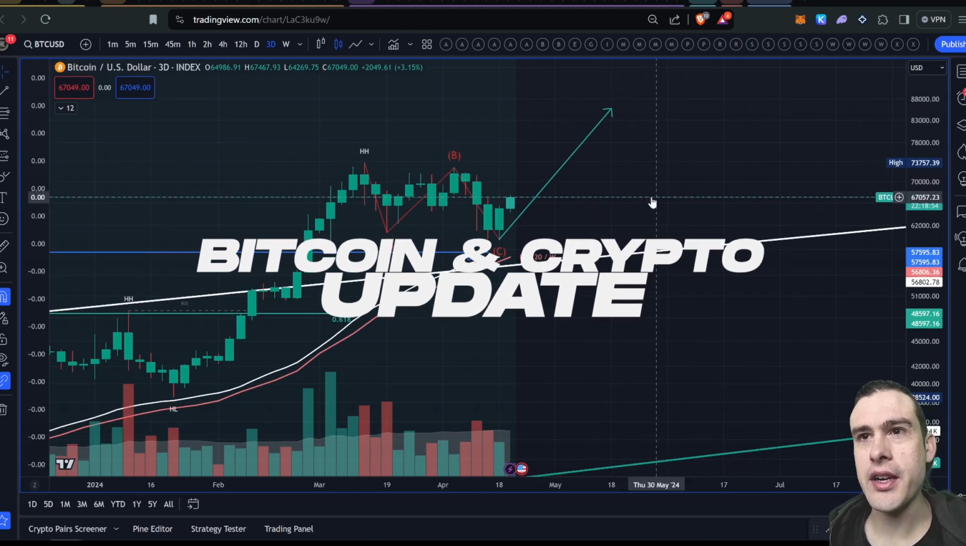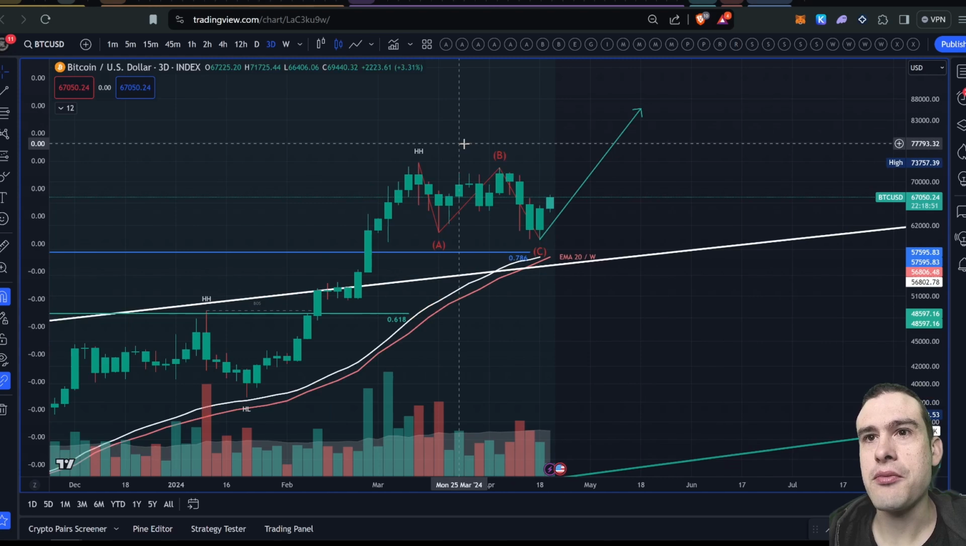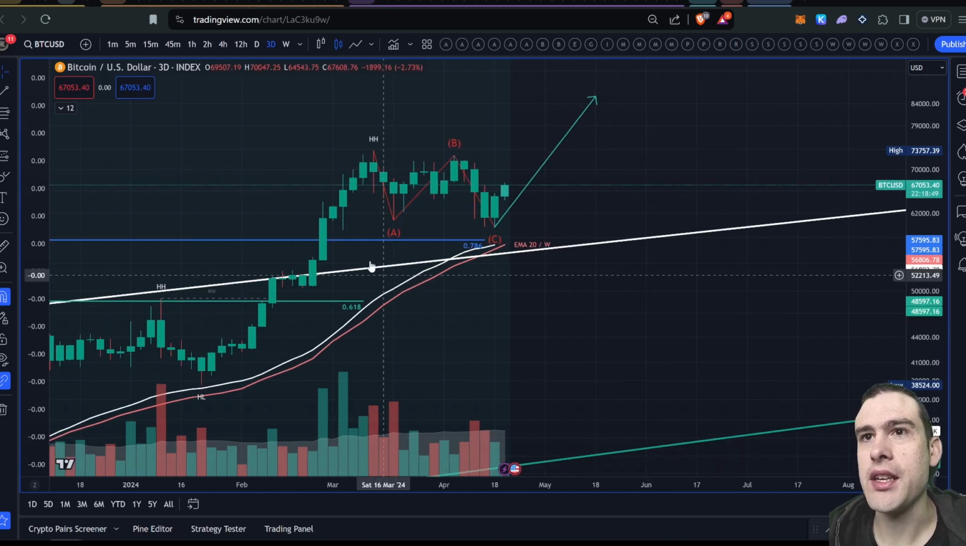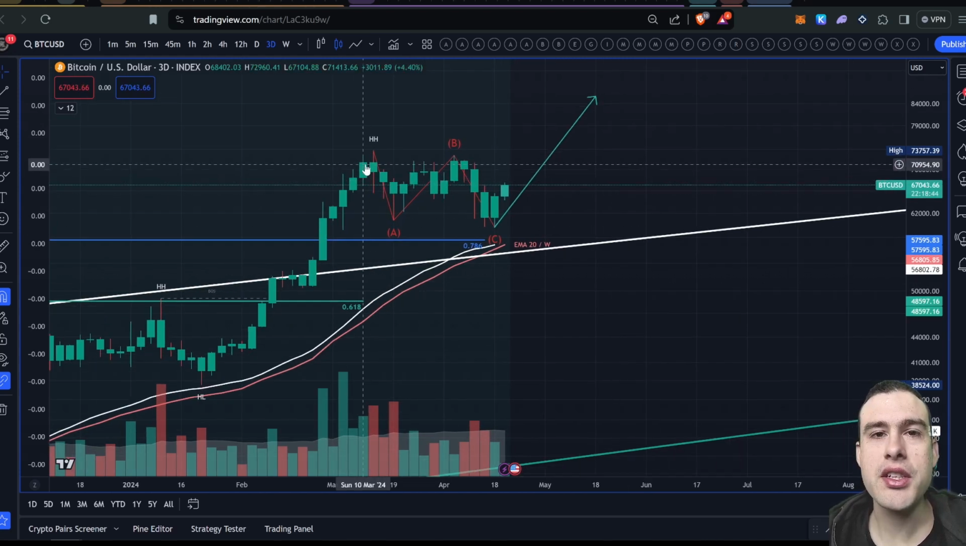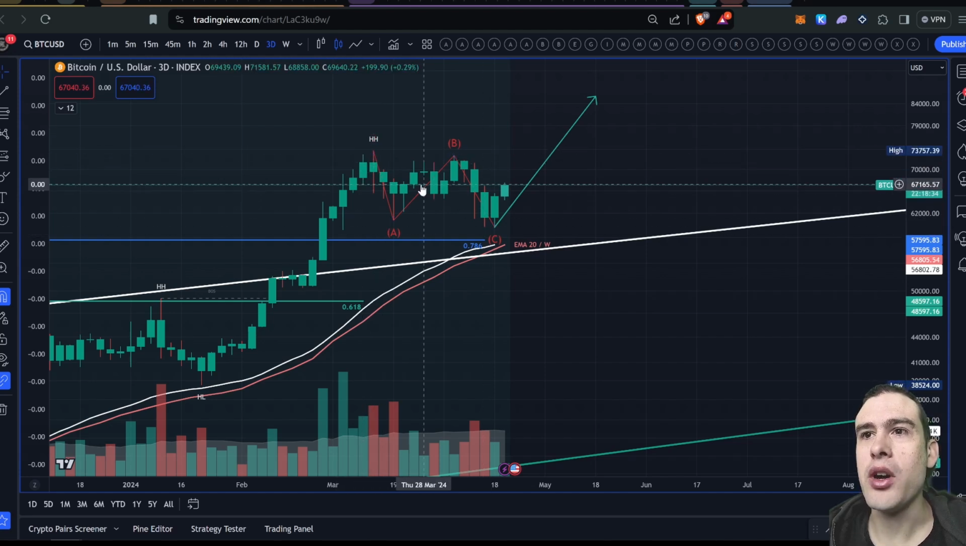Just starting off a little differently today. Not going to look at the cycle chart, but going to have a look at this 3-day index chart for Bitcoin. I identified this in a post that I posted on my X, and you can find a link to that in the description below. What I have identified is what potentially looks like an ABC corrective pattern.